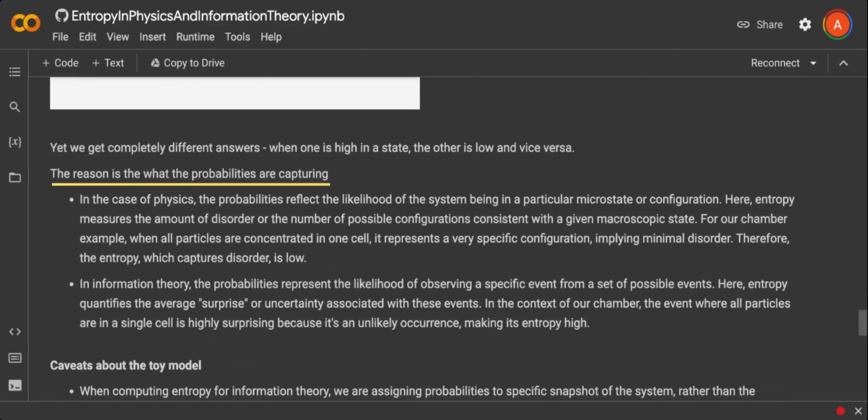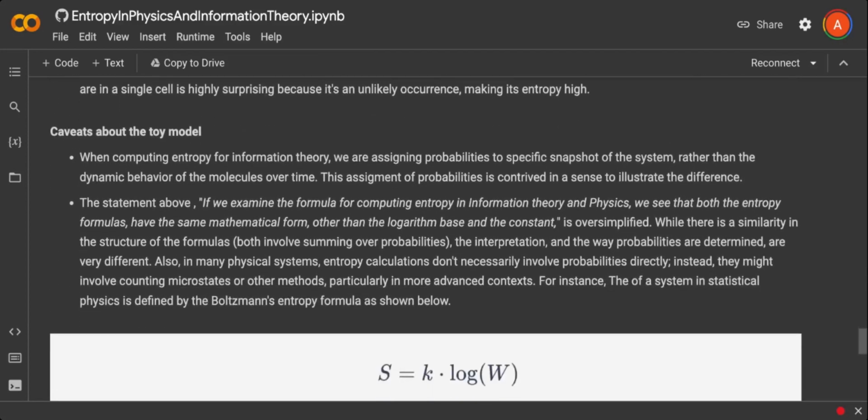The reason is the difference in what the probabilities are capturing in these fields. In the case of physics, the probabilities reflect the likelihood of the system being in a particular configuration. In contrast to physics, in information theory, the probabilities represent the likelihood of observing a specific event from a set of possible events. A few caveats about this toy model.